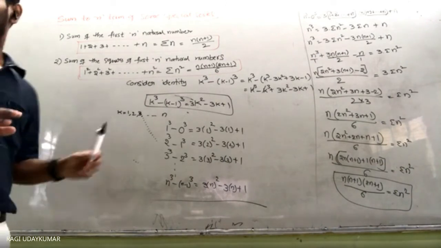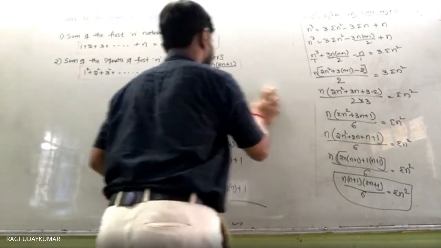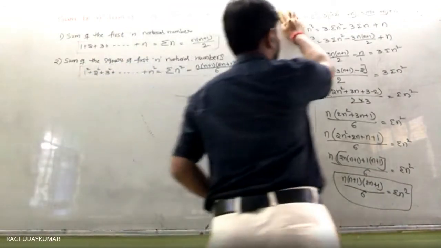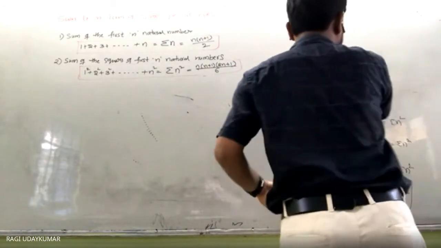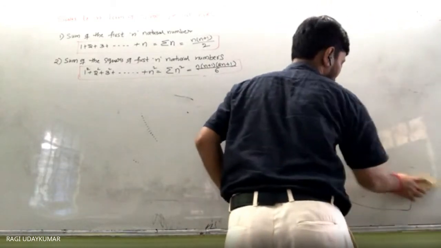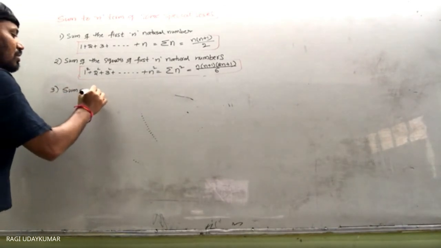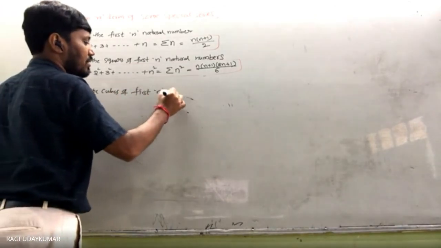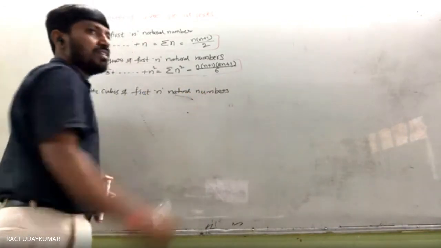So in the same way, this is the sum of the squares of the first n natural numbers. In the same way, if you are taking the sum of the cubes of the first n natural numbers, I'm going to prove it the same way, but what identity can be taken here, I'm going to give it to you. So these three things you need to remember. Sum of the cubes of first n natural numbers.